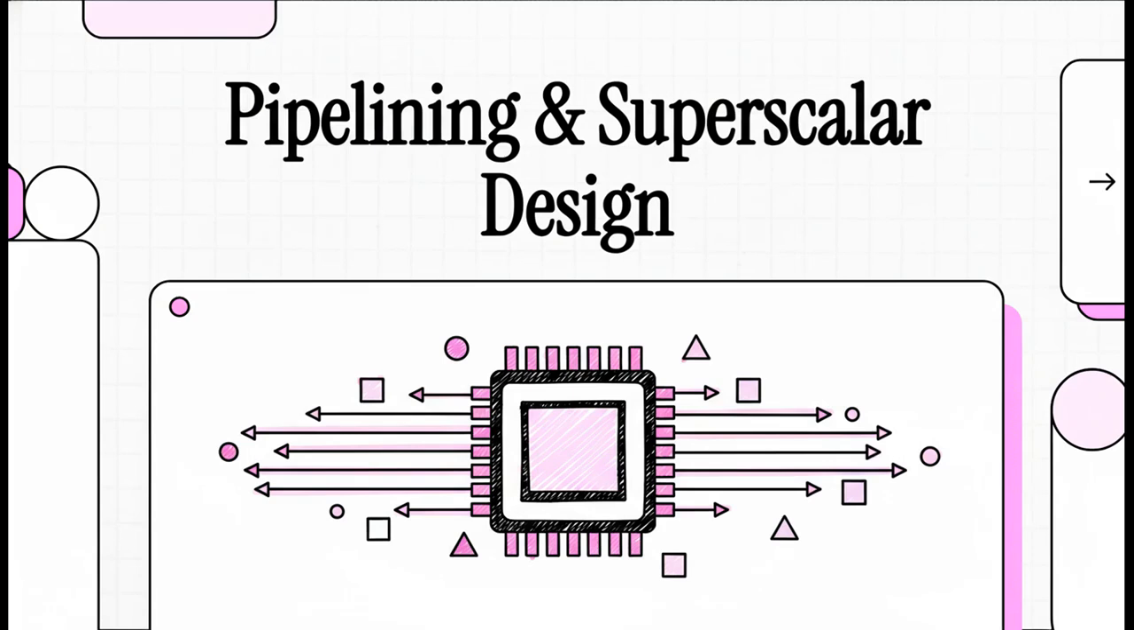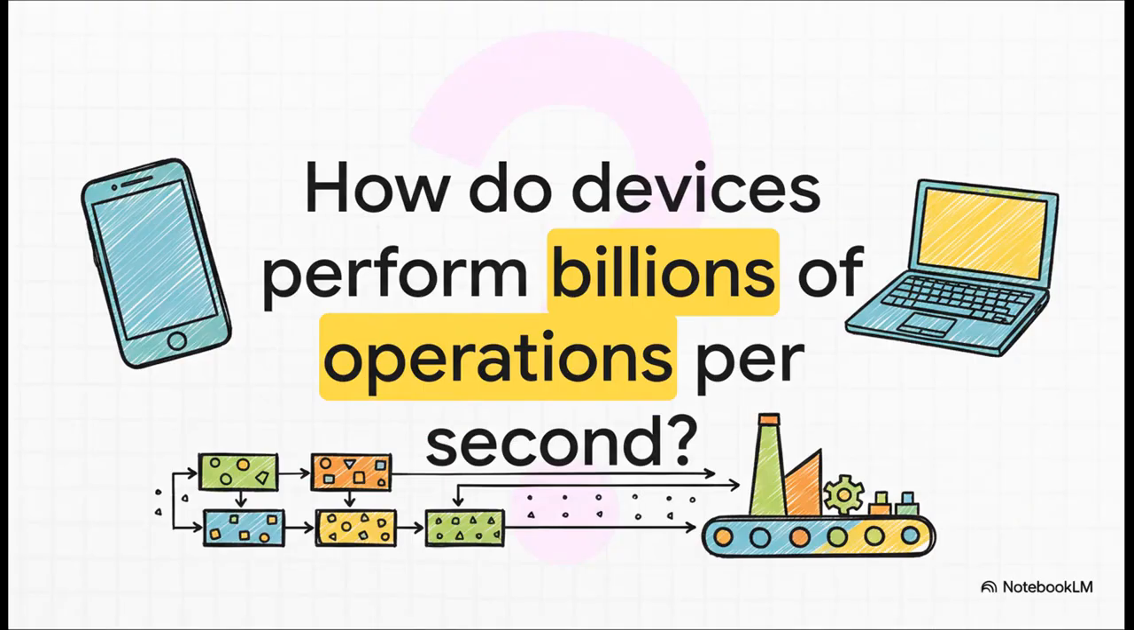Today, we are pulling back the curtain on your computer's processor. We're going to get right into the nuts and bolts of the incredible engineering that makes modern computing even possible. We're talking about pipelining and superscalar design. So, have you ever really stopped to think about how your phone or your laptop can do so much, so fast, all at the same time? I mean, the speed is just mind-blowing.